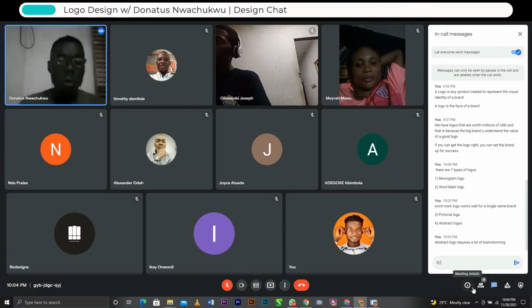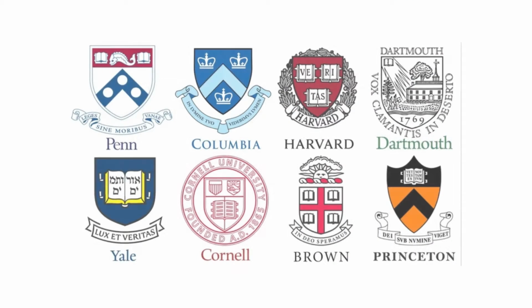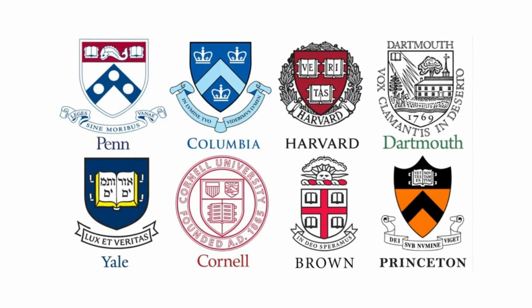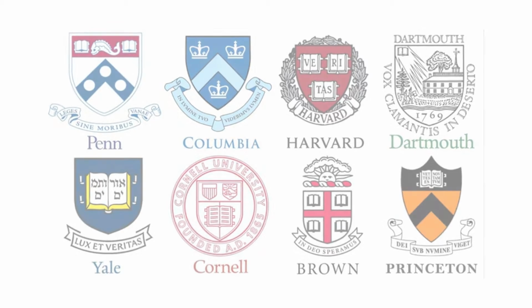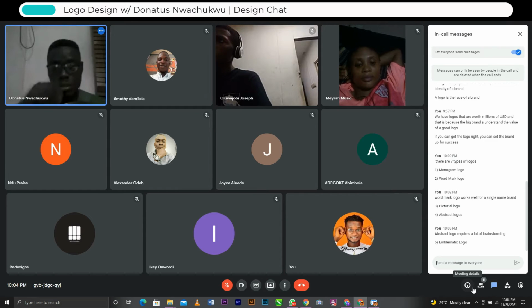The Nigeria Football Association logo is a very good example of an emblematic logo. Our primary and secondary school logos, us that went to government school, not those that went to private school whose schools have money to hire big brand designers. They might do something stylish.